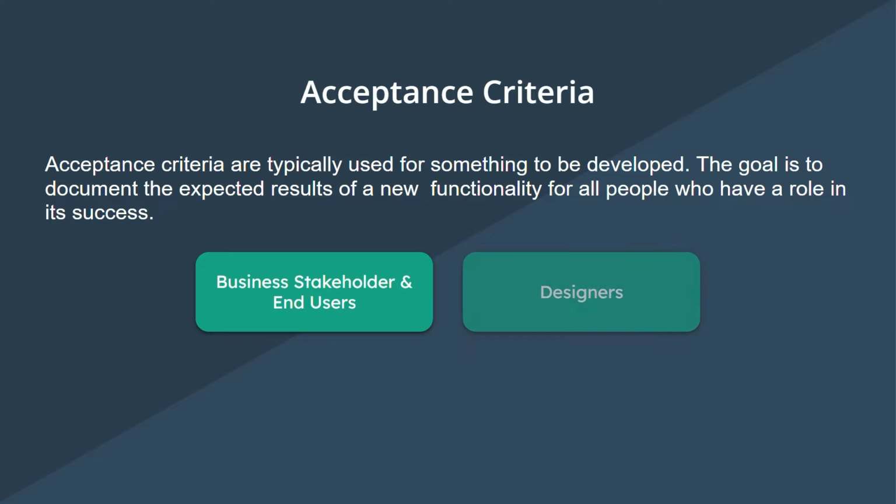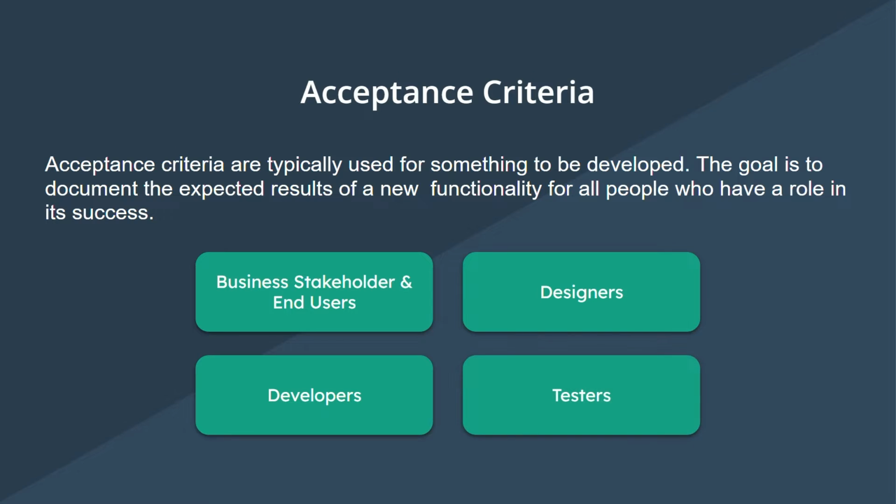Any designers who need to make sure their design meets the needs, any developers who will be doing the building, and testers who will be validating that it is accurate and ready for production. There are many ways to document acceptance criteria, and the important thing is to document them in a way that meets the needs of the requirement.